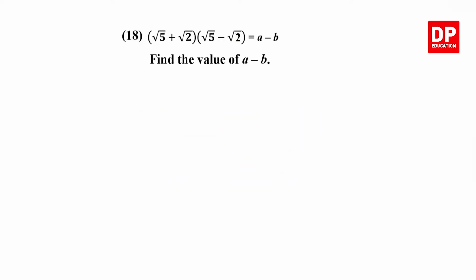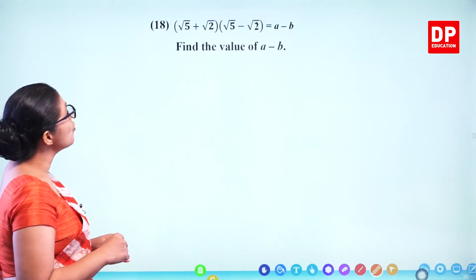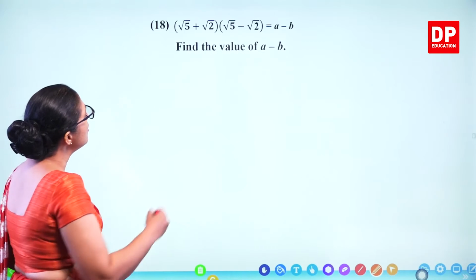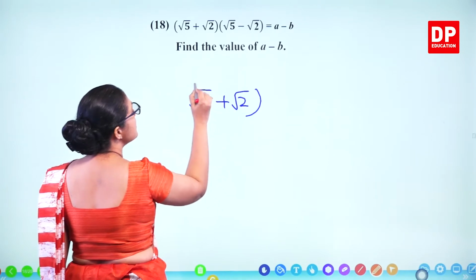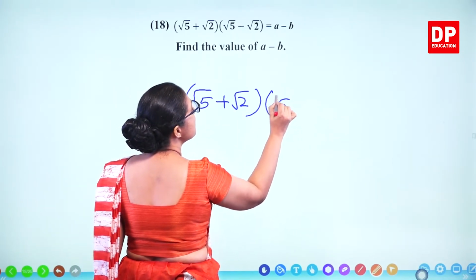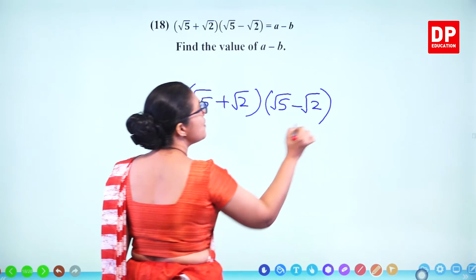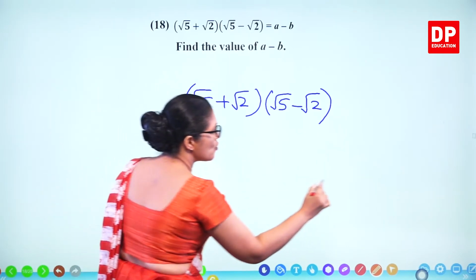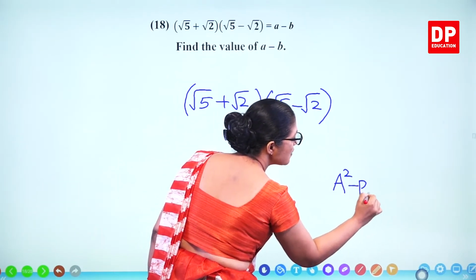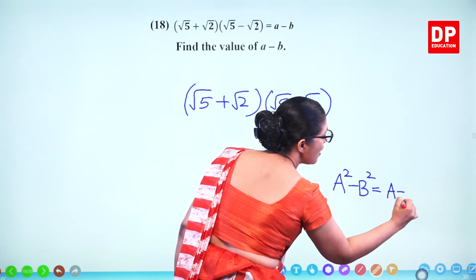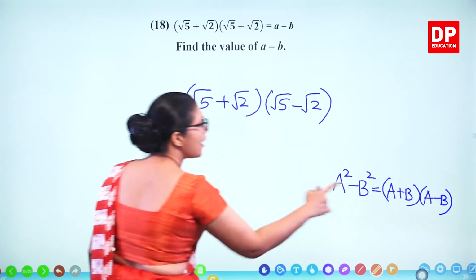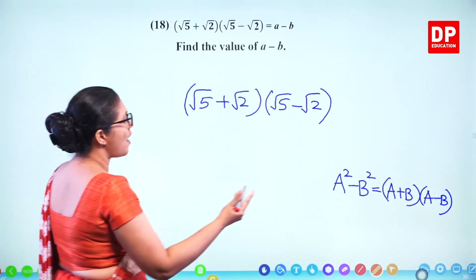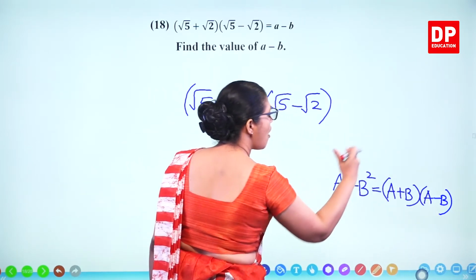Question number 18. You are given a product with surds equal to A minus B. So you are asked to find that value. What can you see about this? Same surd value, one is positive and the other one is negative. Difference between two square terms. Can you remember that A squared minus B squared is equal to A plus B times A minus B? So we can use that, the other way around. This side is given and you are asked to find this.